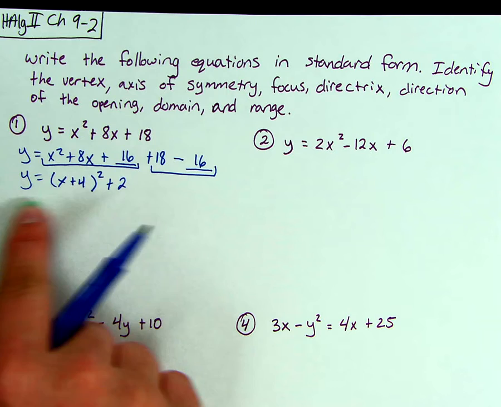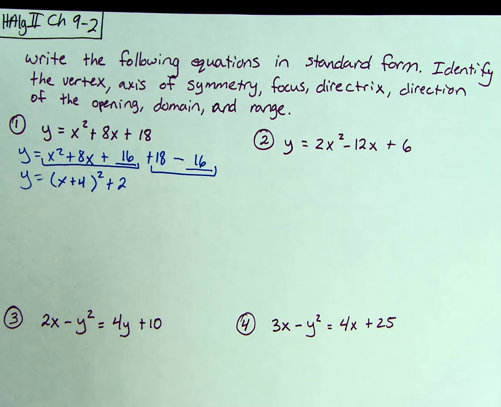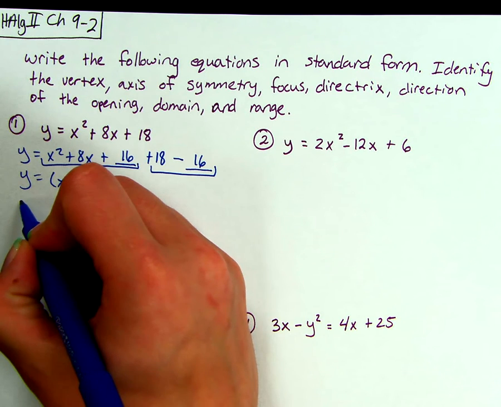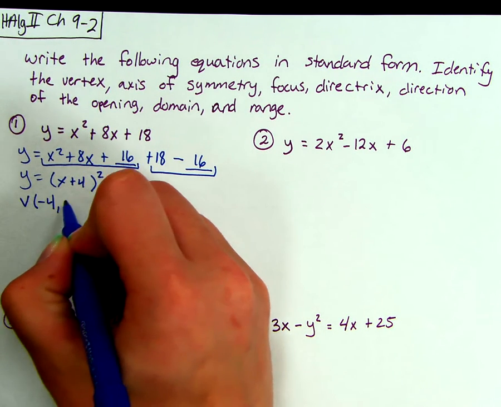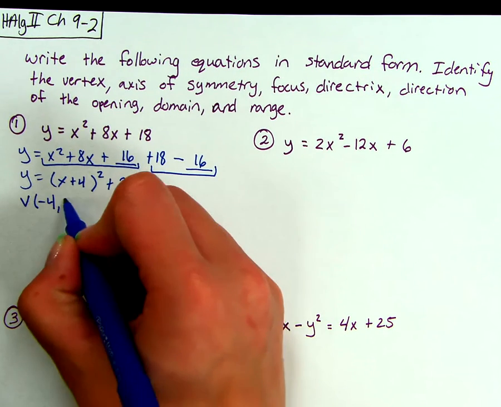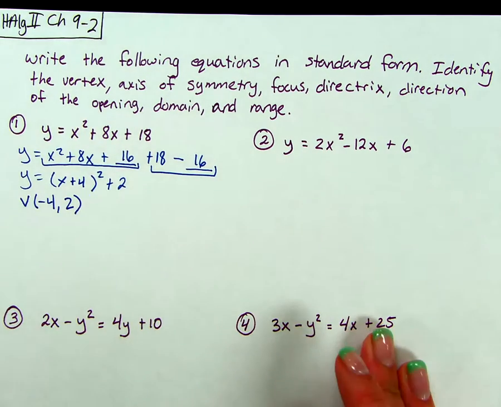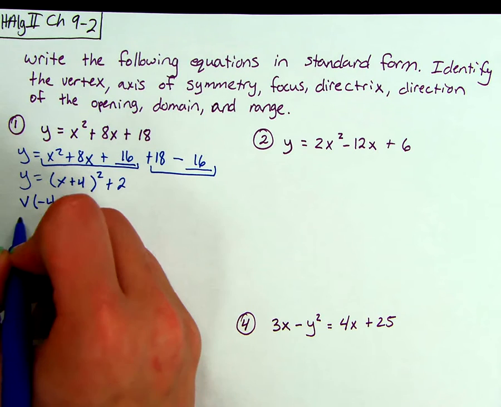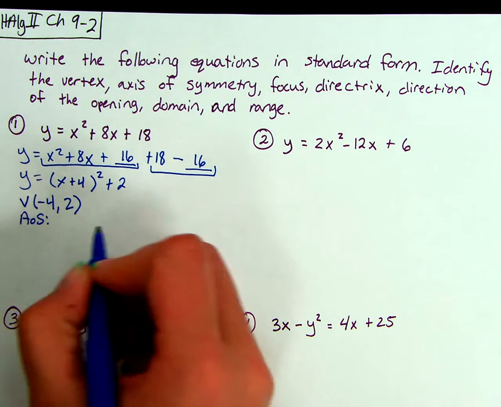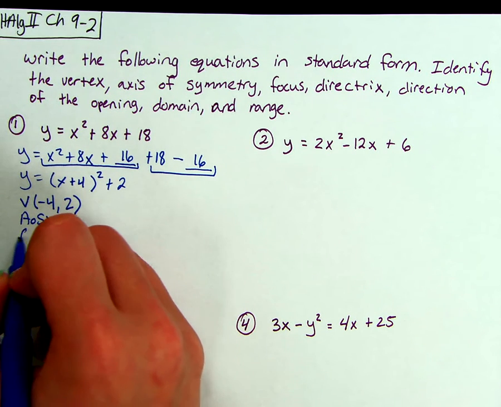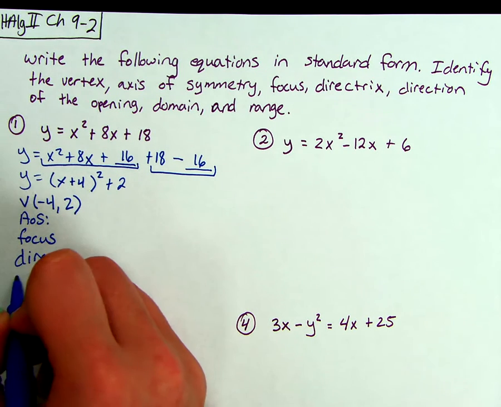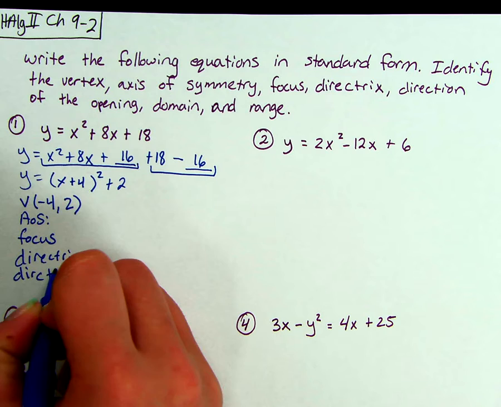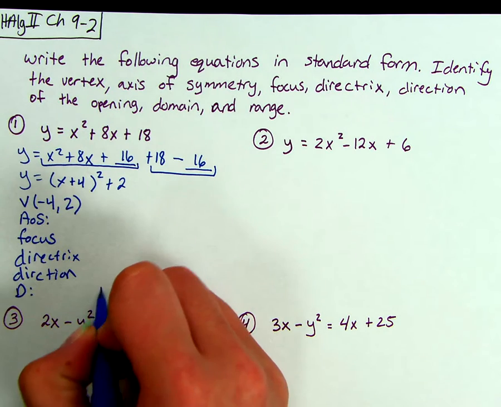All right, so this is in vertex form. From there, we should be able to find everything else. And we always start with the vertex. So the vertex is the opposite of what's on the inside, so negative 4, and then we keep the sign on the outside, so positive 2. And then the axis of symmetry, focus, directrix, and then the direction. And last is domain and range.